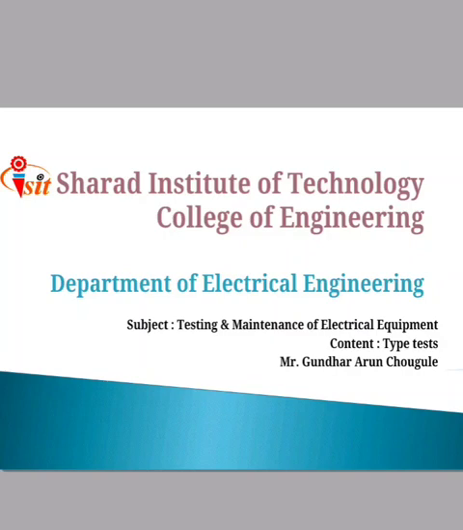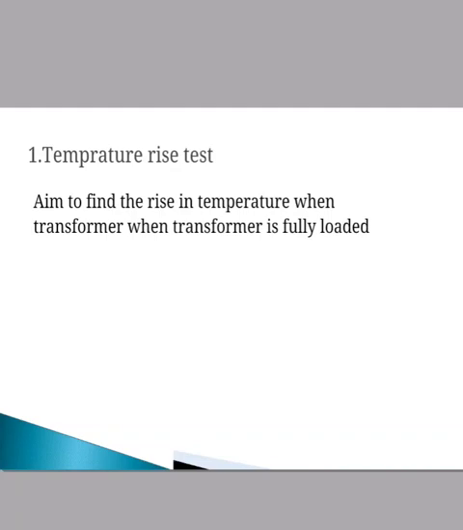We have to randomly take 4 to 5 units and check them for the test. If the results are good, then it will be the same for all the 100 units. Then we have to discuss the type test.